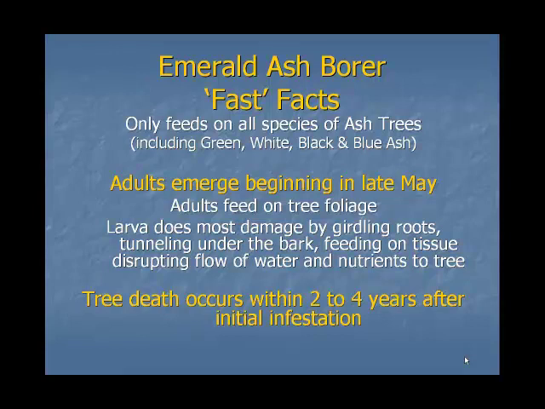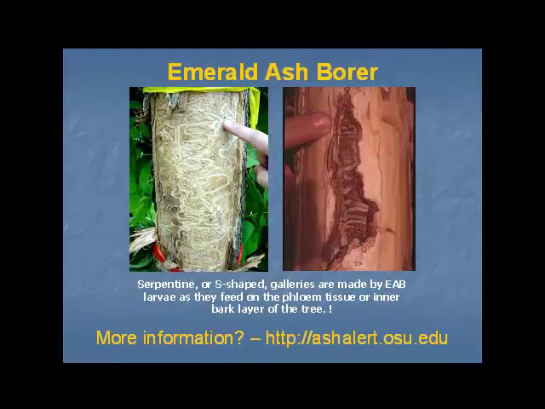As the larvae hatch, they begin to tunnel into the tree and they feed throughout the summer and early fall. And then when they excavate, they leave that S shape or that serpentine gallery that we talked about. Keep in mind, adults are only going to feed on tree foliage, but really the larvae do most of the damage because they'll girdle some roots and then tunnel under the bark and leave that serpentine design. It feeds on tissue and it disrupts the flow of water and nutrients to the tree.